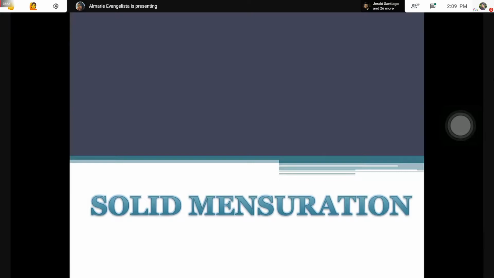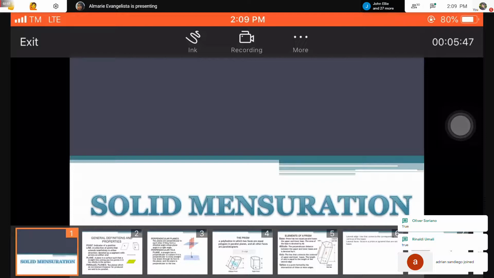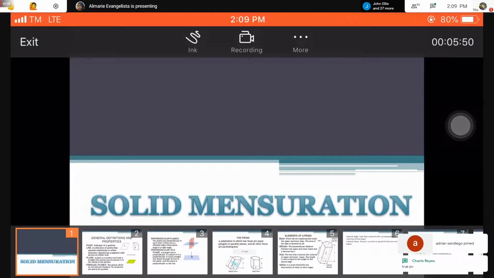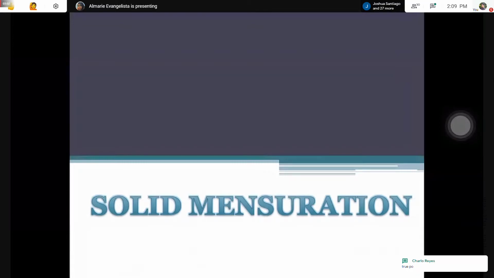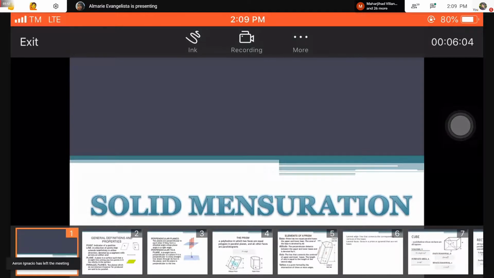Volume is the measure of the amount of space inside of a solid figure. True or false? False. Bakit po false? Ano tamang sagot? Ang tamang sagot ay surface area. Hindi siya volume. So, surface area yung sagot.